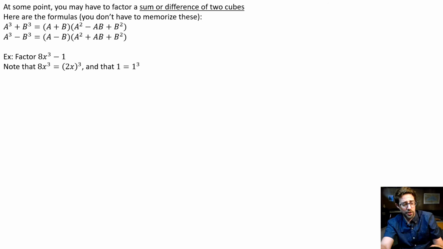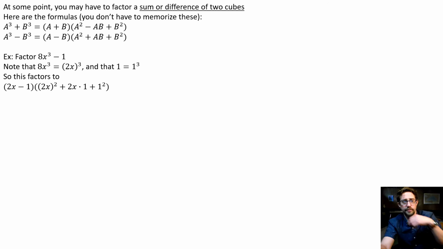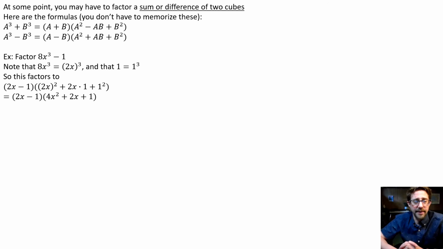Okay, so just saying that those are both perfect cubes. So this factors to that. If our a is 2x and our b is 1, it's going to be 2x minus 1 times parentheses 2x squared plus a times b, which is 2x times 1, plus b squared, which is just 1 squared. And obviously, I'm going to simplify a little bit there. And then that simplifies to 2x minus 1 times 4x squared plus 2x plus 1.